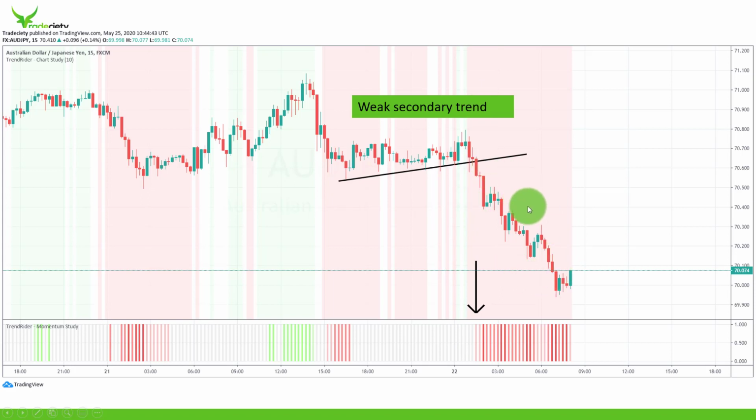And you can see all the way through this downtrend the background color of the Trend Rider, and also the histogram, the momentum study, gave you the red light, so to speak. So it always confirmed that you are in a downtrend. So if you have issues with holding on to winning trades, then the Trend Rider may also help you with that, with its various components.